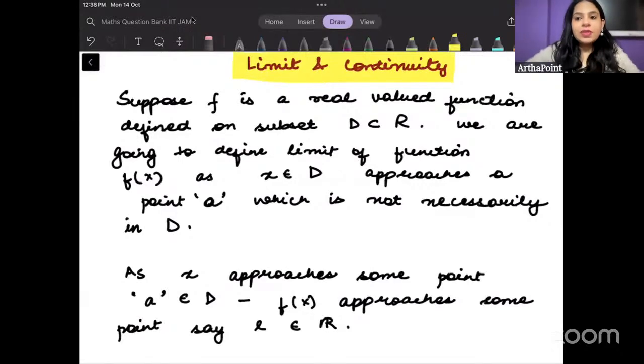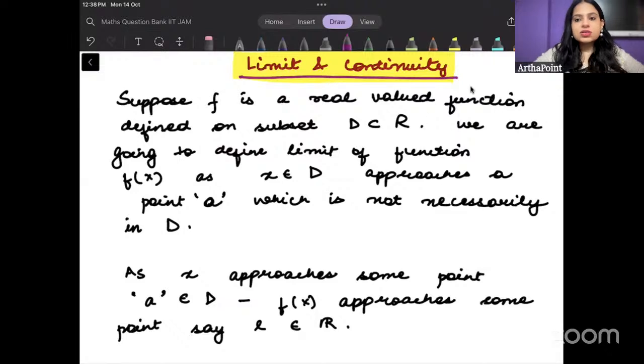Hi, good morning. In today's lecture, we are going to start with limits and continuity. First of all, we are going to talk about what limits are.